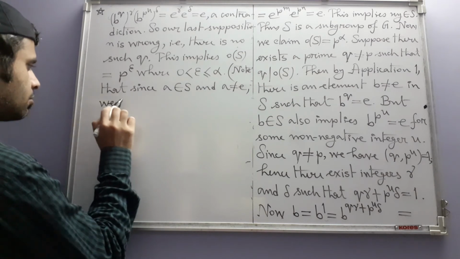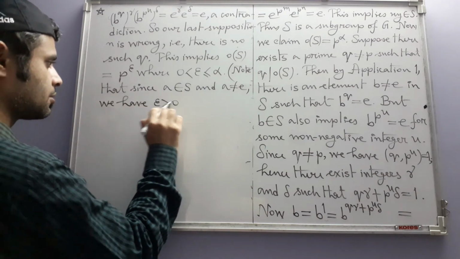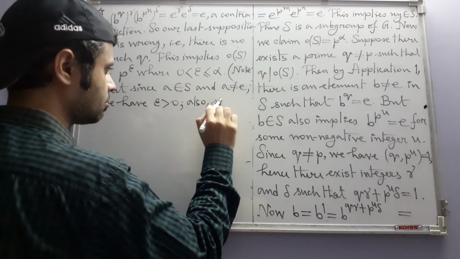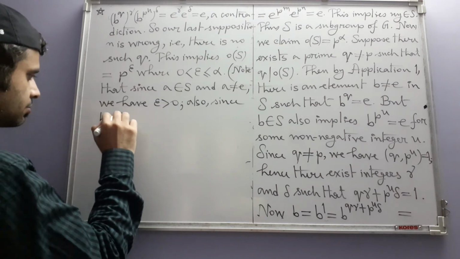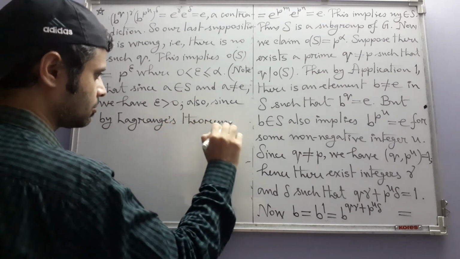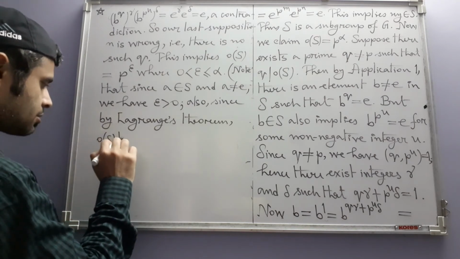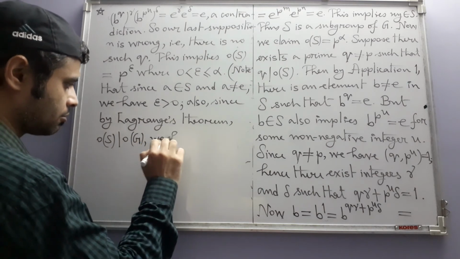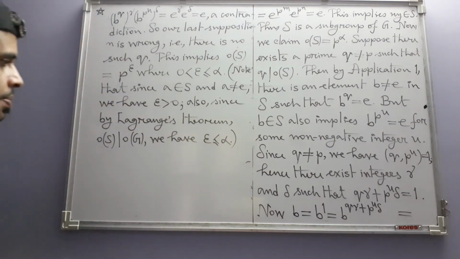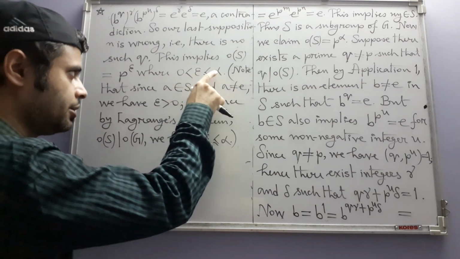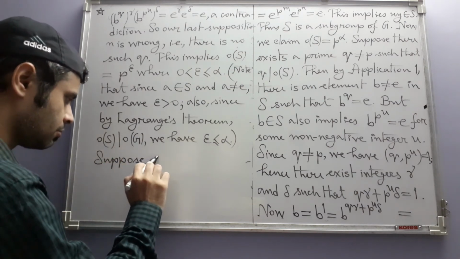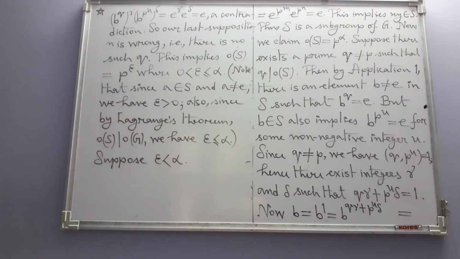We have epsilon greater than 0. Also, since by Lagrange's theorem, order of S must divide order of G, we have epsilon less than or equal to alpha. Okay. Our aim now is to show that epsilon is actually equal to alpha. Suppose it is not. Suppose epsilon is strictly less than alpha.